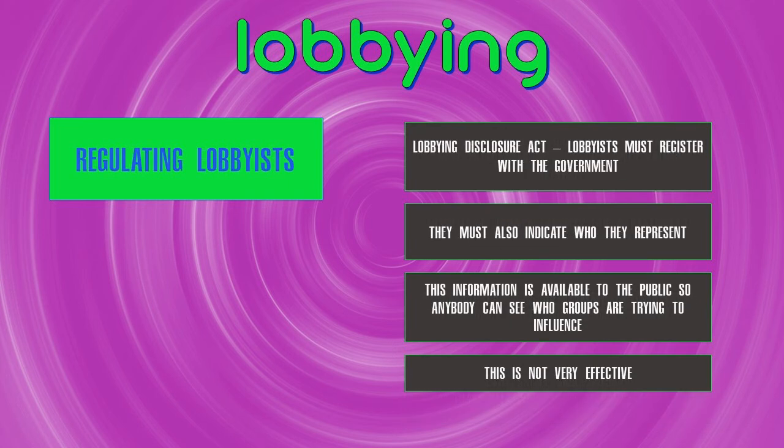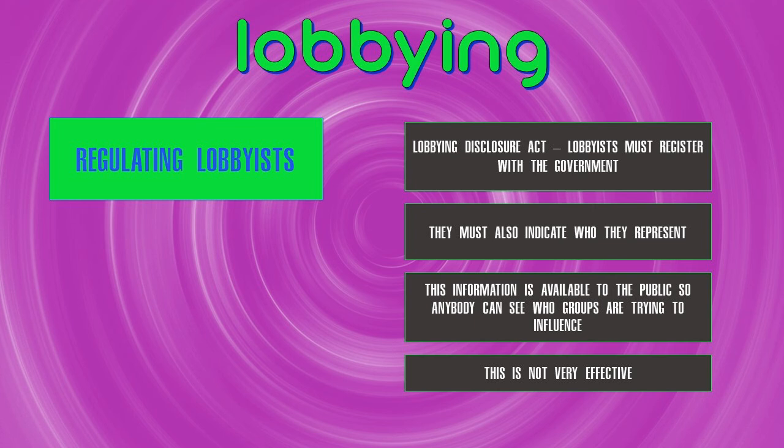We said that lobbyists had to register with the government. This is because of a law called the Lobbying Disclosure Act. We want to make sure that we can regulate and monitor lobbyists and their activities. We can make sure that they don't have too much influence over the policies that are passed. So the Lobbying Disclosure Act says that all lobbyists have to be registered with the government. They have to indicate who they are, who they represent. They have to indicate all the meetings that they have. All this information is available to us.